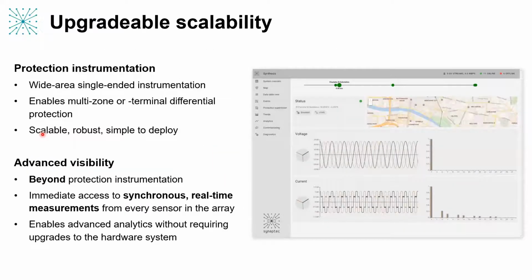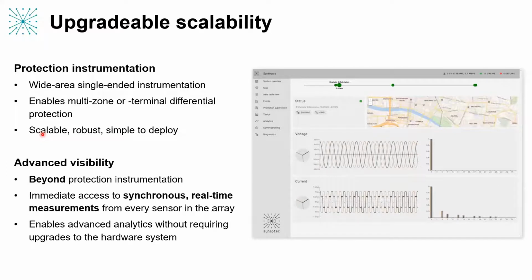So what this all means is that while Synaptec's passive sensor networks are well suited to delivering protection instrumentation over wide areas or complex circuits, in which traditional differential protection schemes are overly complex and distance protection is not sufficiently accurate, and given that that scheme is uniquely scalable, robust, and simple to deploy, it can also provide this additional functionality which would not be available to a conventional system.